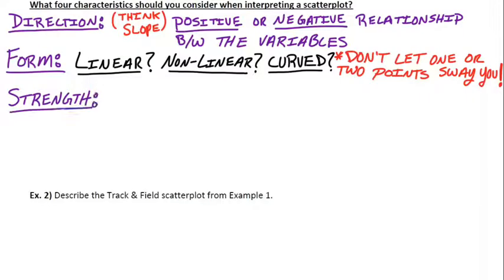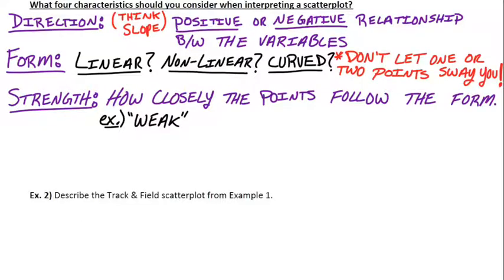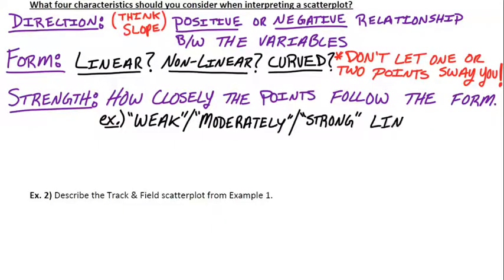The third thing we got here is strength. Strength means how closely it follows that form. So how closely the points follow the form. Like if they're all in a perfect line, that's a really strong relationship. If they're kind of scattered and all over the place, well, that starts to be kind of a weak relationship. So, for example, how would you describe the strength of the association? Well, you could call it weak. You could say it's moderate. You could say it's strong. You could say moderately weak, moderately strong. Those are the typical descriptions for strength.